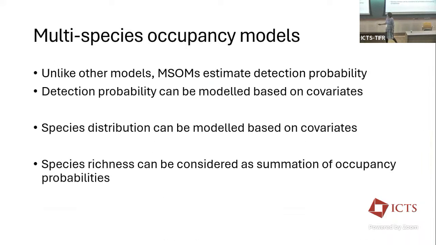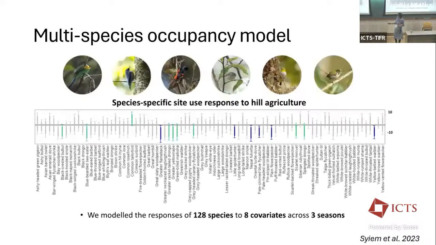Okay, so these MSOMs are really cool. They basically estimate the detection probabilities. You're not using any estimator, accumulation, nothing. You're directly estimating your detection probability. It can be modeled based on covariates. Your species distribution can be modeled based on covariates. You can get at species richness based on those, like modeling whether the species is present in a particular site or not. At the end of it, you can get something that looks like this as well, which is species-specific site responses, like how a particular species is responding to a particular covariate. So if it is canopy cover, is it responding positively or negatively to canopy cover?